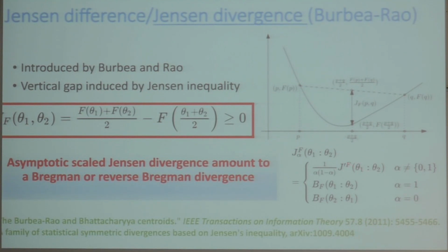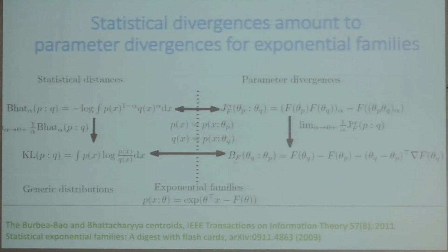And if you skew it, not by taking half, but by taking some parameter alpha, and you rescale this Nielsen divergence, then you will find that when alpha tends to 0 or 1, you will find the Bregman divergence or the reverse Bregman divergence, okay? So it can be easily generalized by this skew family of Nielsen divergences. This is very well known.